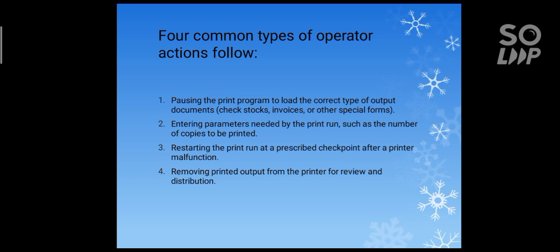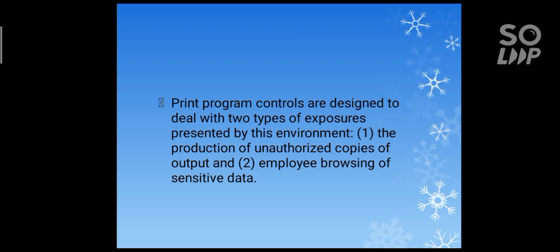Next is entering parameters needed by the print run, such as number of copies to be printed. Next, restarting the print run at a prescribed checkpoint after a printer malfunction. Next, removing printed output from the printer for review and distribution. Print program controls are designed to deal with 2 types of exposures presented by this environment. Yung una is yung production of unauthorized copies of output and employee browsing of sensitive data.